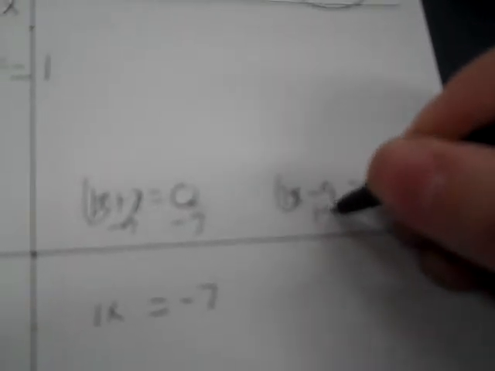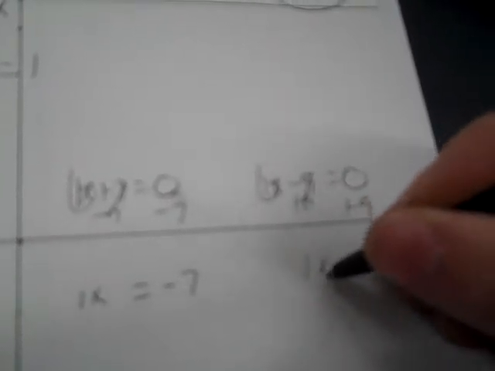That's f1, and that's f2. So x plus 7 can equal 0, or x minus 9 can equal 0. So minus 7, negative 7. Plus 9, 1x equals 9. We don't need to divide by 1. Those are your two answers.